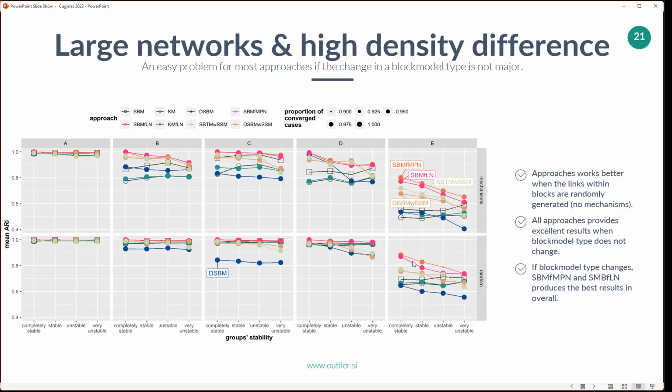This might be because when we consider local network mechanisms, some local substructures might appear, and this might disturb the results. But you can see that all block modeling approaches produce excellent results when the block model type doesn't change. This is this part. But if the block model type does change, then stochastic block modeling for multipartite networks and stochastic block modeling for linked networks produce very good results in all cases. Again, stochastic block modeling for multipartite networks might have some difficulties with convergence here, but again, not very often.